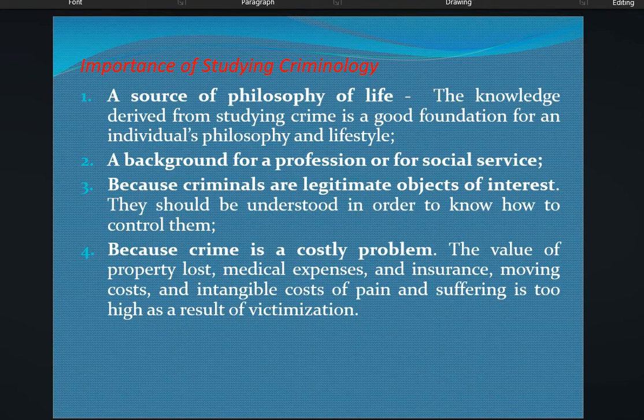Number four, because crime is a costly problem, the value of property loss, medical expenses, and insurance, moving costs, intangible cost of pain, and suffering is too high as a result of victimization. So take note, if there is a victim of crime, there is what we call damages. There is what we call losses. There is what we call expenses. Okay? So maraming factor, domino effect kapag meron tayong tinawag na victim of crime. There is damages, there is losses, there are financial issues, there are pain, etc.